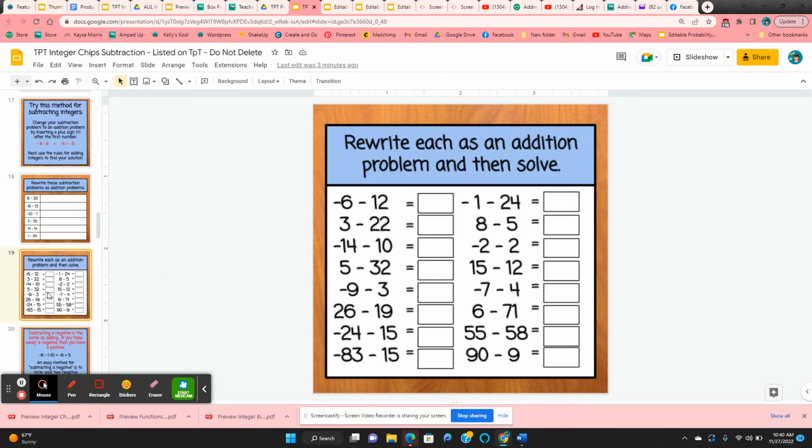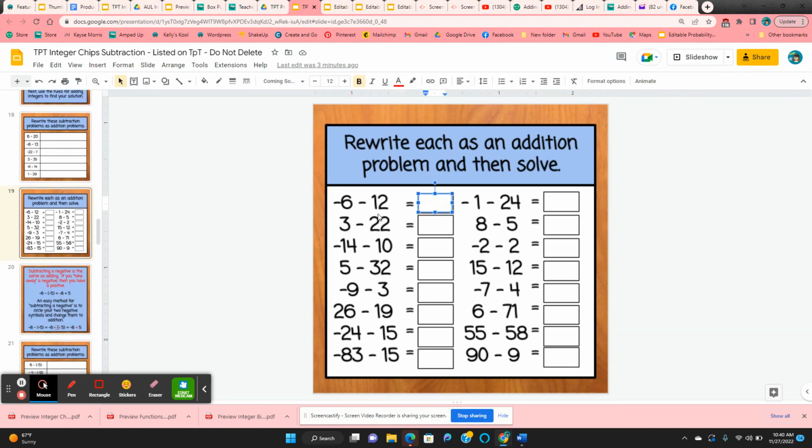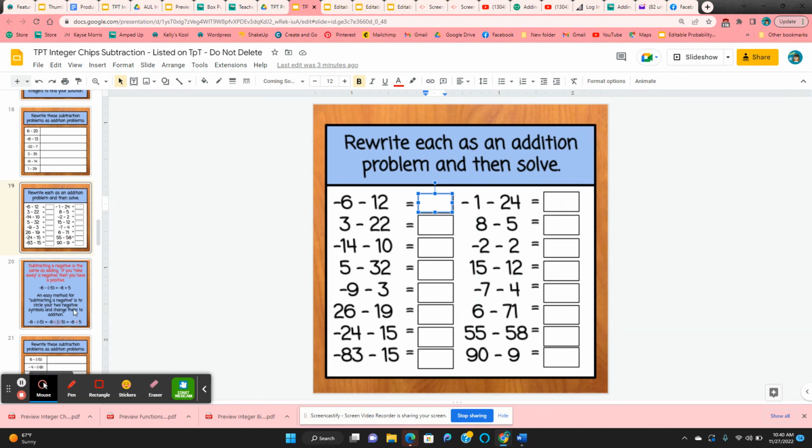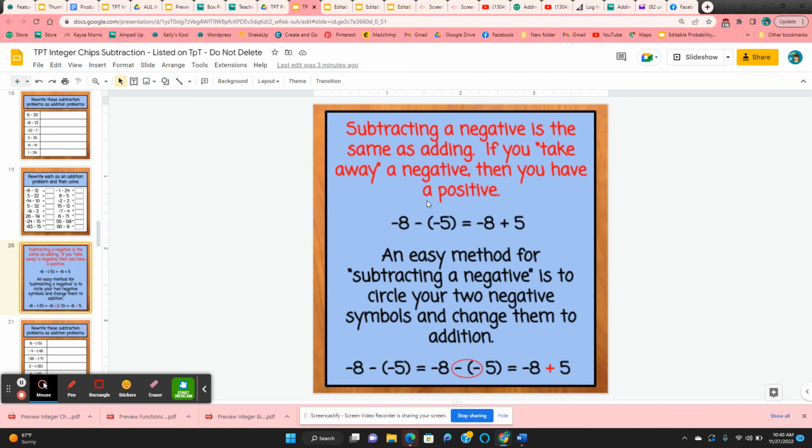Then they're given several problems to solve. They just have to click in the box and type in the answer. They have to change it to an addition problem and then solve. Now it explains about subtracting a negative. You're taking away a negative, which means you're adding. One method to do that is to circle your 2 negatives and change that to a plus sign.